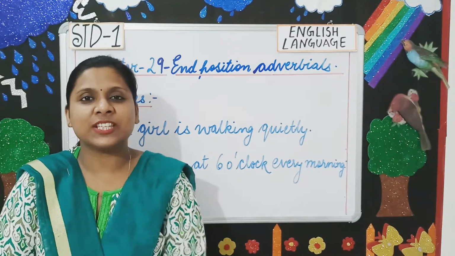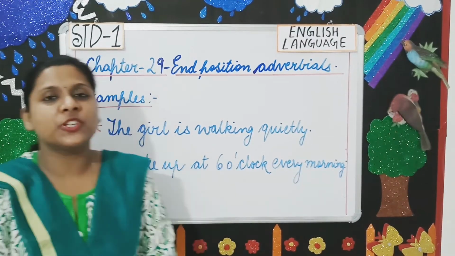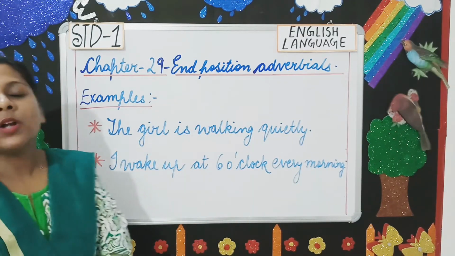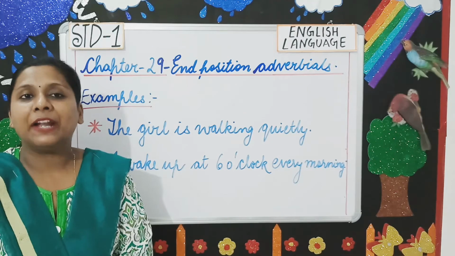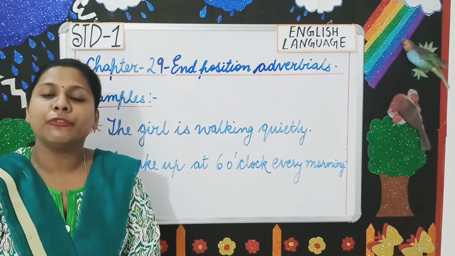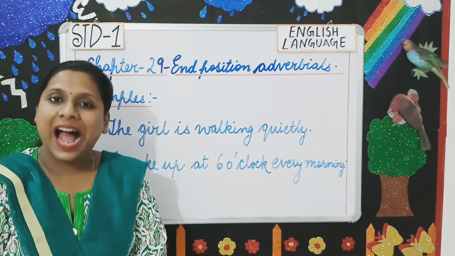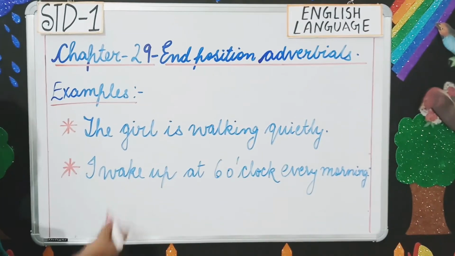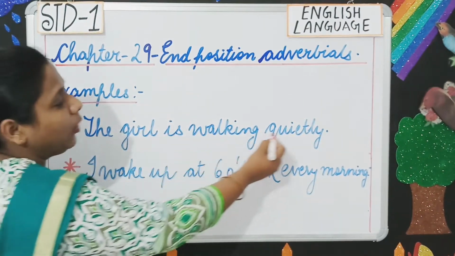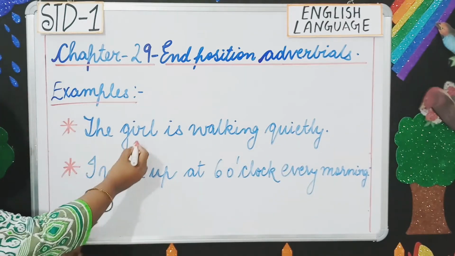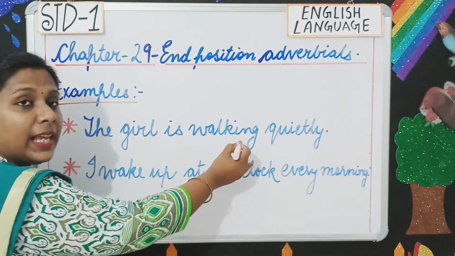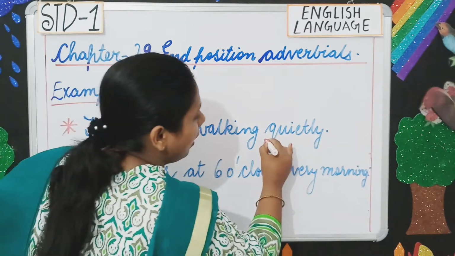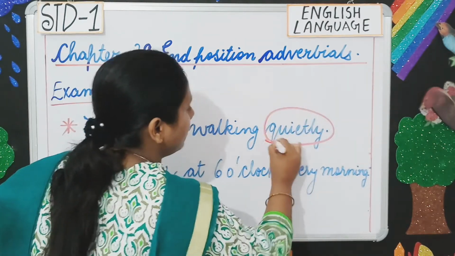Moving on to the next chapter, that is chapter 29, End Position Adverbials. Now, what are adverbials, students? Adverbials are the words or the phrases that are added to a verb. Now, let us see some examples. The girl is walking quietly. So, the girl is walking. Walking is the verb over here. Now, this word quietly is the adverbial.